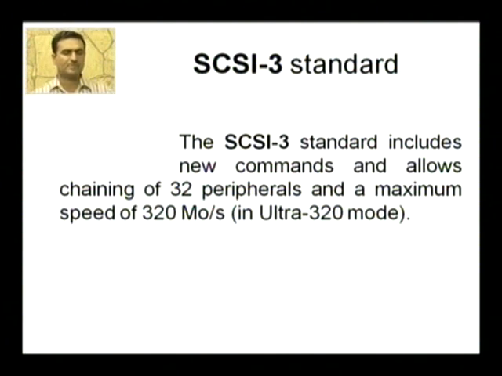There are various modes in the SCSI 3 standard like Ultra 2 SCSI, which allows 40 MB per second, Ultra 2 wide SCSI, Ultra 160, and the last one is the Ultra 320 mode. In Ultra 320 mode, a maximum of 320 megabits per second speed can be achieved in the SCSI 3 standard.